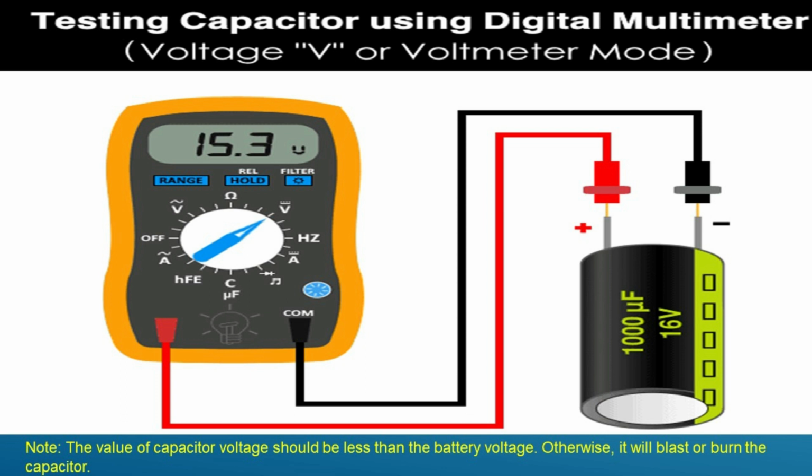Make sure the capacitor is fully discharged. Remove the capacitor from the circuit board. Now select capacitance C on the multimeter. Now connect the capacitor terminals to the multimeter leads, red to positive and black to negative. If the reading is near the actual value of the capacitor, i.e. the printed value on the capacitor container, then the capacitor is in good condition.